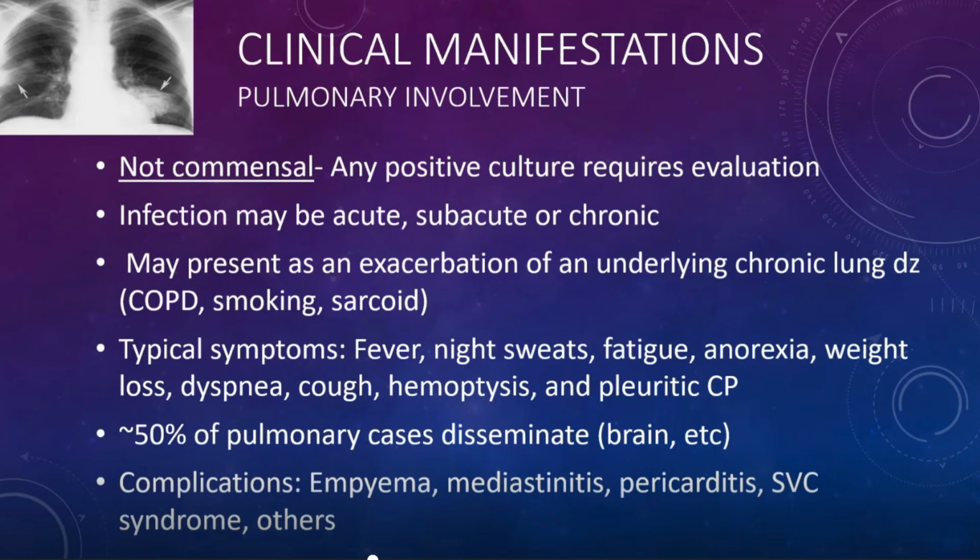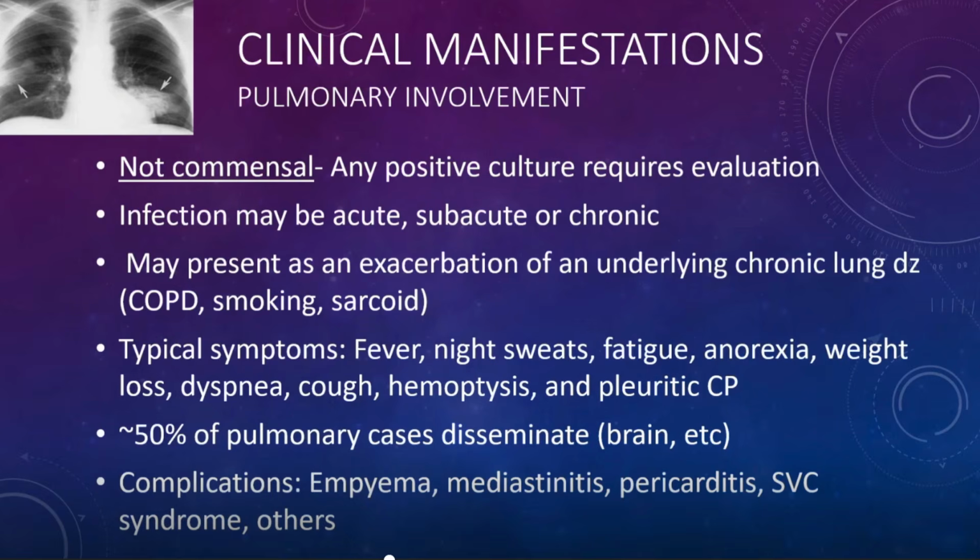An infection can present as acute, subacute, or chronic. You can have it as an exacerbation of an underlying chronic lung disease like COPD or sarcoid. And patients may develop chronic fever, night sweats, fatigue, cough, pleuritic chest pain, similar to what they may experience with non-tuberculous mycobacterial disease or TB for that matter. About 1 out of every 2 pulmonary cases do disseminate. So oftentimes you will want to do surveillance of the CNS with imaging in patients with pulmonary Nocardia.